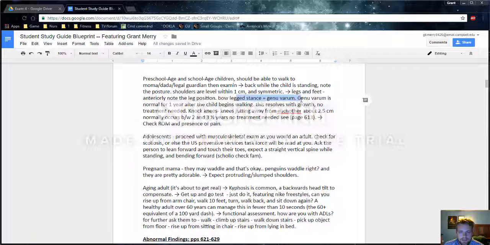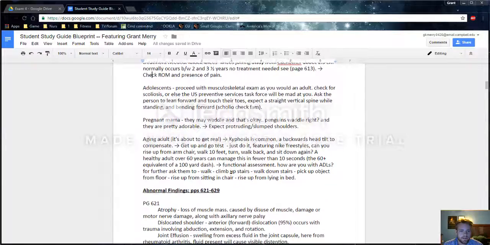Bow-legged stance, genu varum, is normal for age 1. This resolves with no growth or treatment. Knock knees, which is knees angling toward each other with ankles about 2.5 centimeters apart compared to 1 centimeter, normally occur between 2 to 3. No treatment needed. See page 613 for the bow and the knock knee. Check range of motion, and absence.